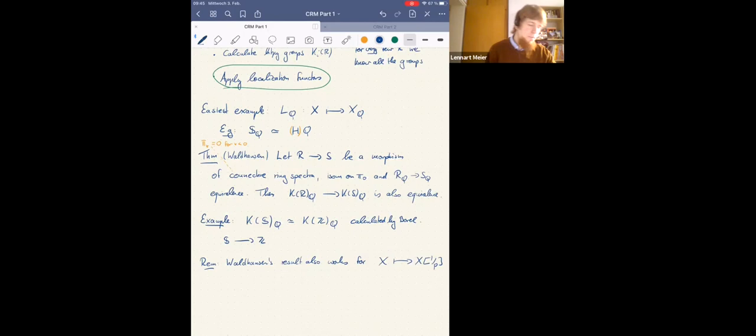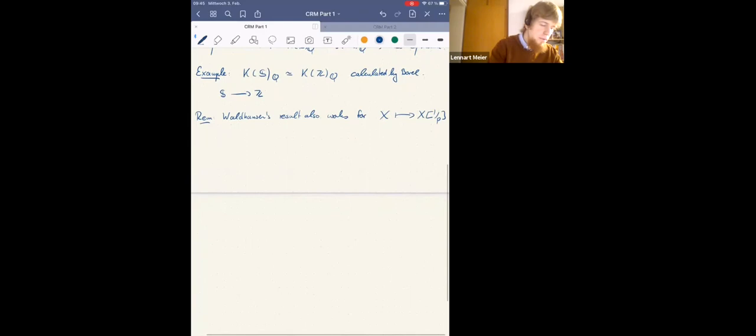Okay, but it turns out, from the viewpoint of chromatic homotopy theory, X going to X with P inverted, or rationalizing, is just the zeroth.